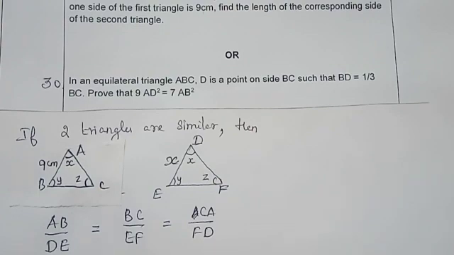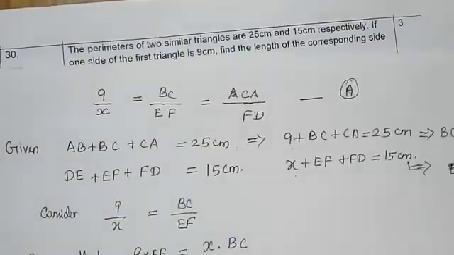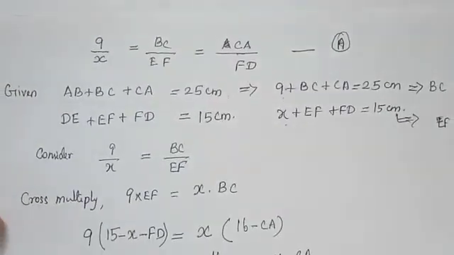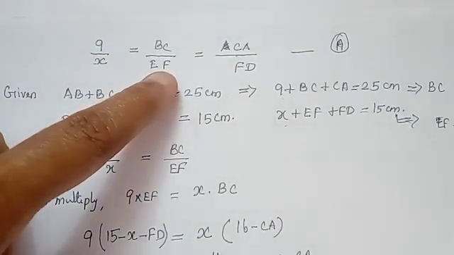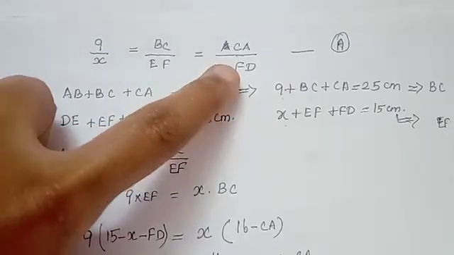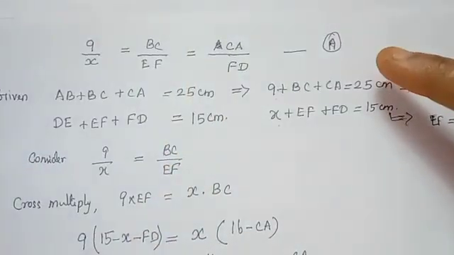Then we know the AB value is 9 centimeter, and DE is X centimeter. So therefore we can substitute the values: 9 by X is equal to BC by EF is equal to CA by FD. Let us keep this as equation A.